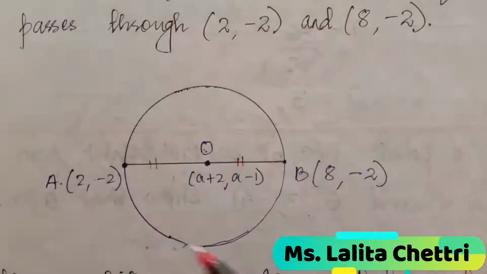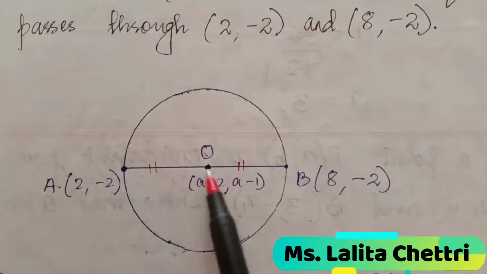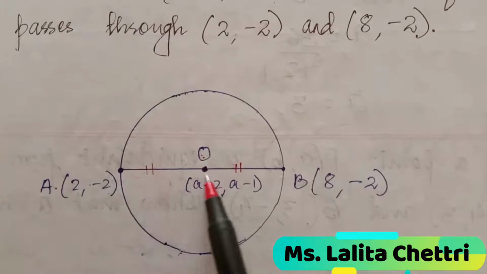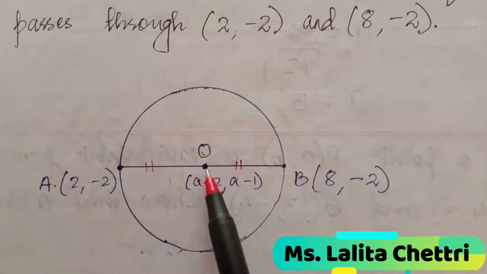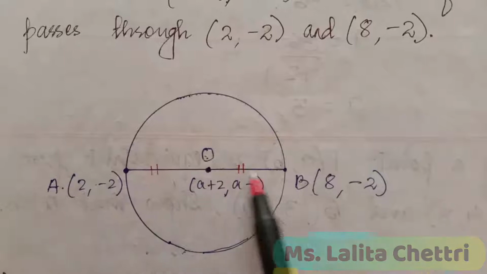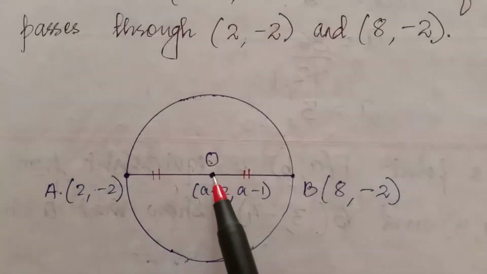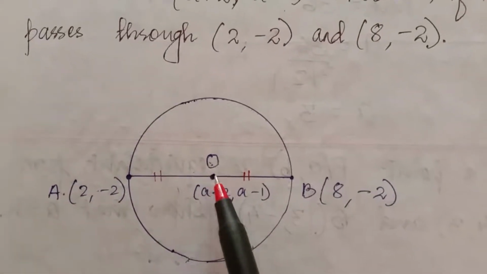So this is a circle, and this is called the diameter of a circle. The longest chord which passes through the center of a circle is called the diameter. And the center is in the middle.